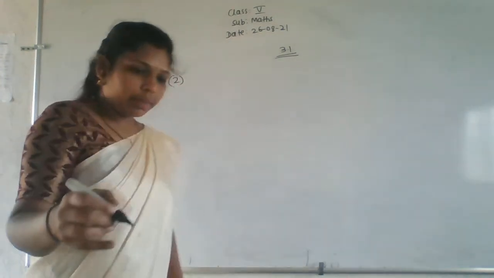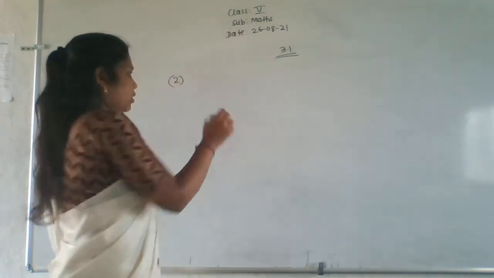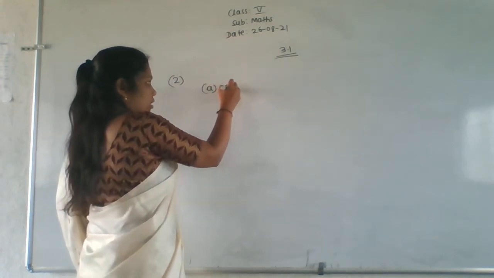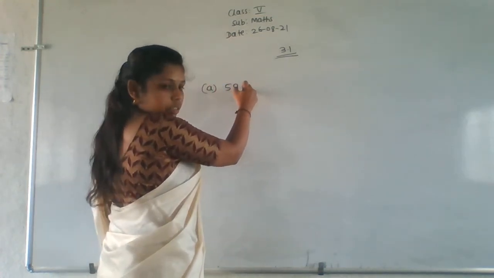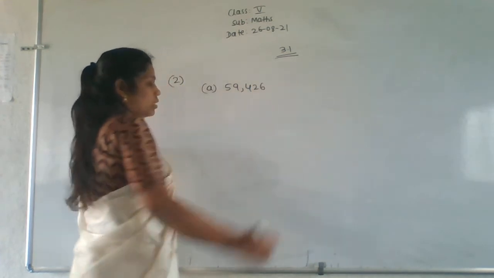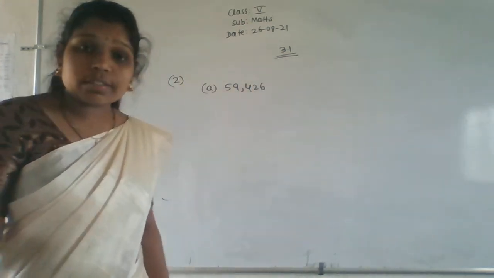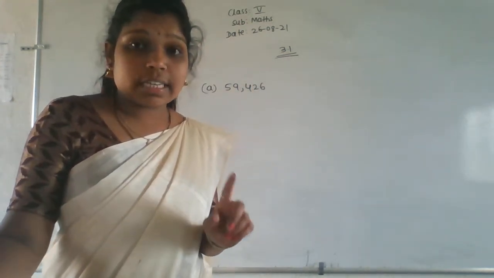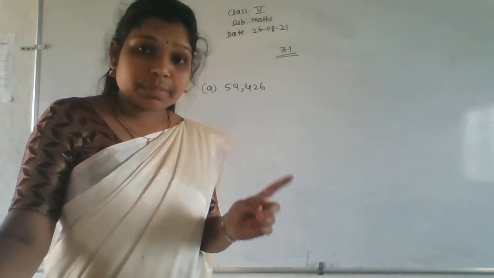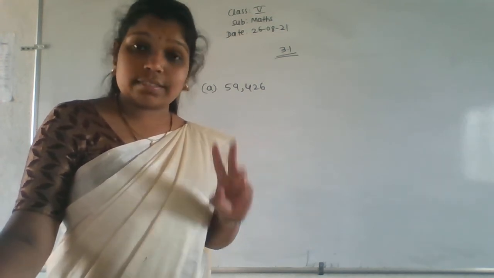Second main, first question. That is 59,426. So what is the divisibility rule for a 6 here? Divisibility rule for a 6 is nothing but it must be divisible by 2 as well as 3.